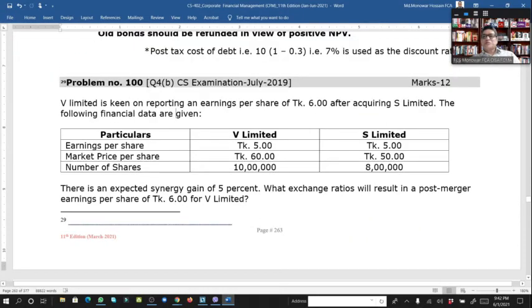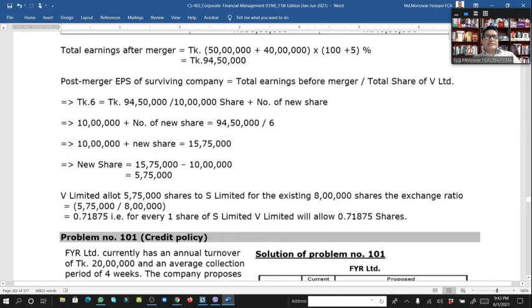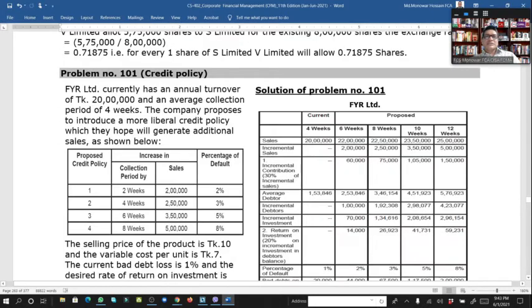July 19, 12 marks. Here, look, two companies, B and S, with earnings, EPS, market price, and number of shares to calculate. Just take this one. So here, the solution is here. You just take this one.